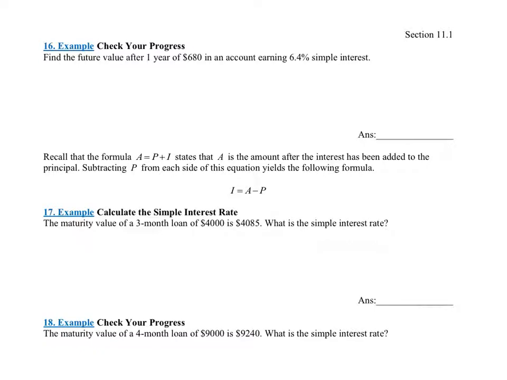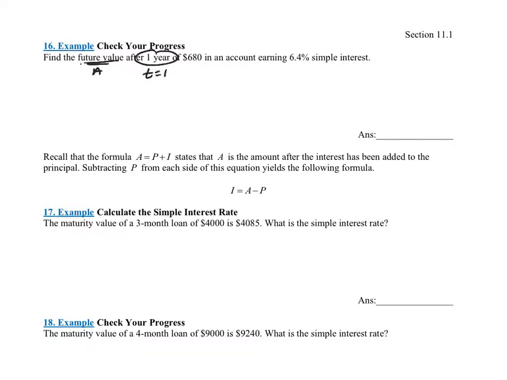Example 16 says find the future value after 1 year of $680 in an account earning 6.4% simple interest. So what's the idea of the story? You put $680 in an account, you come back a year later, how much money is there? Future value, again, that's an investment. They want to know what A is, how much money's in the account.